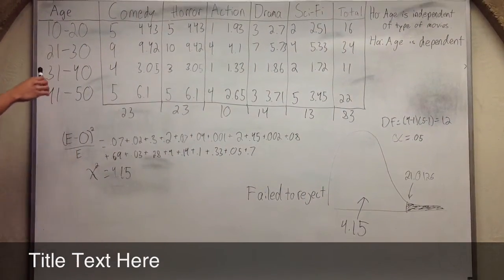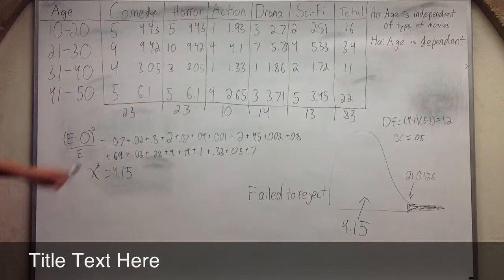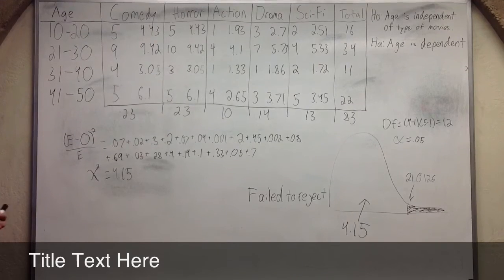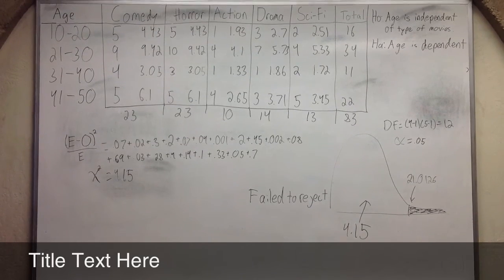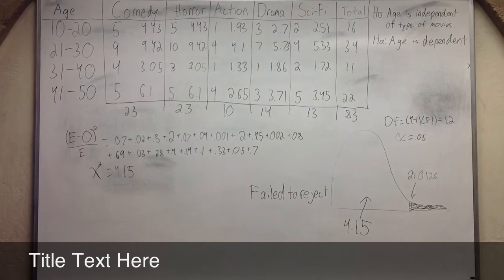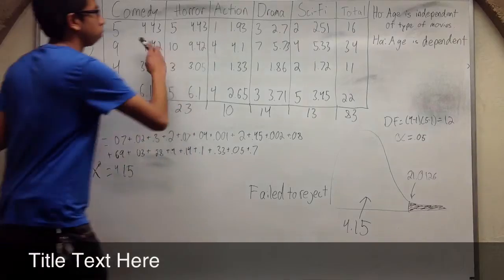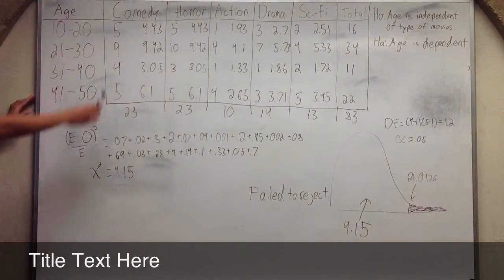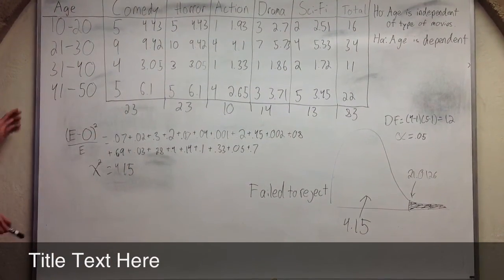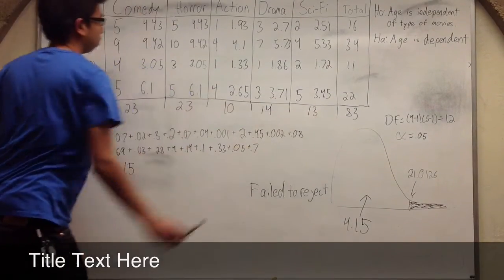So the first number you see in each column is the observed value. Like the 5, 9, 4, and 5 in the comedy, that's our observed value. That's the number we got from going around and asking people. And then to get the expected value, you take the row total and the column total, multiply those two numbers together, and divide them by the table total.